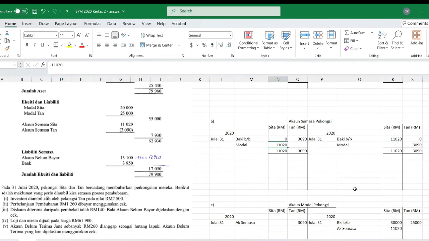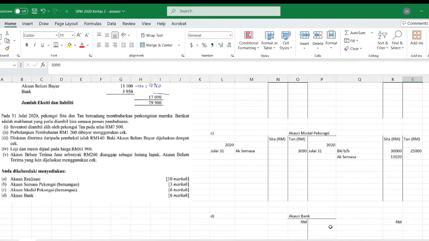So this is a double entry. Everything in account semasa Perkongsi is settled now, all transferred to account modal. Okay, let's look at the bank. We have the bank credit balance.